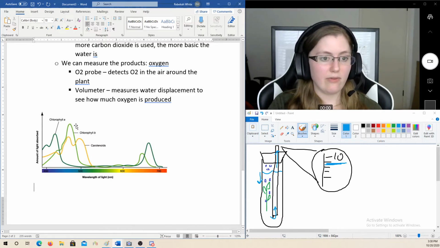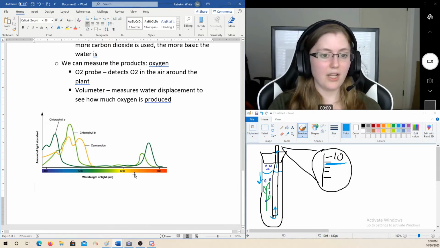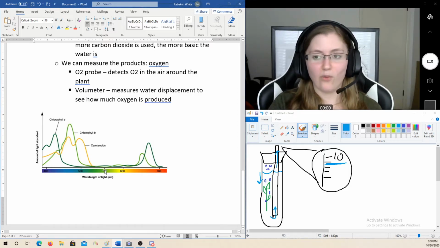So you can see we've got these two peaks right here for chlorophyll A and B, and then we've got one for carotene, right? And you can see also that there's this massive dip right at green, all the way from green to yellow.